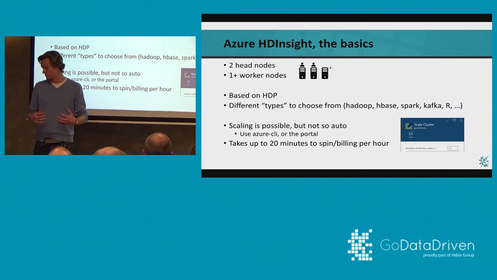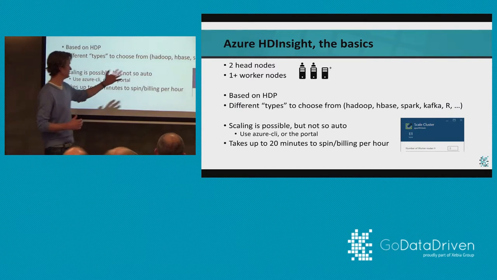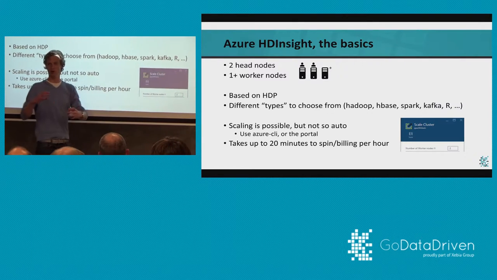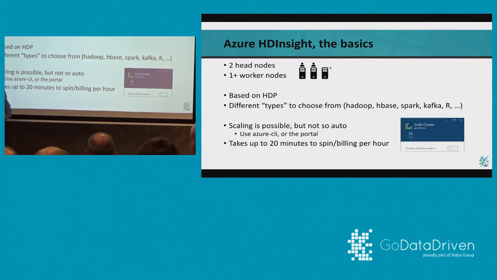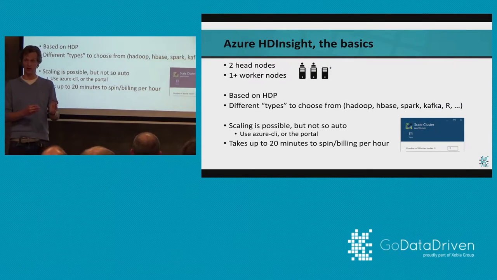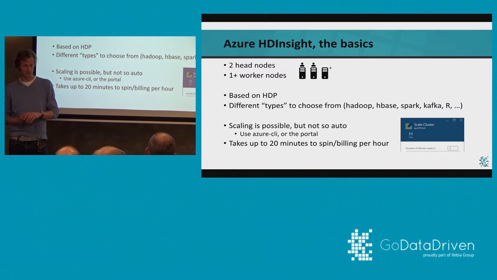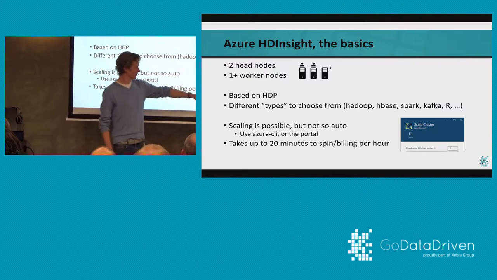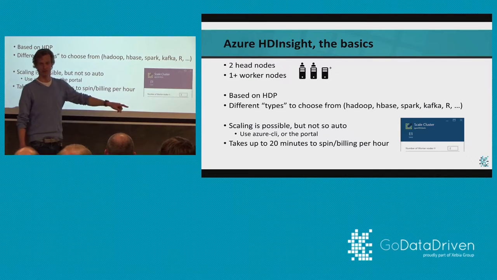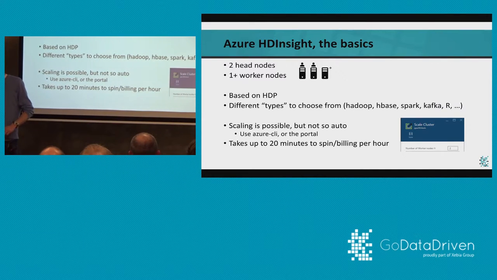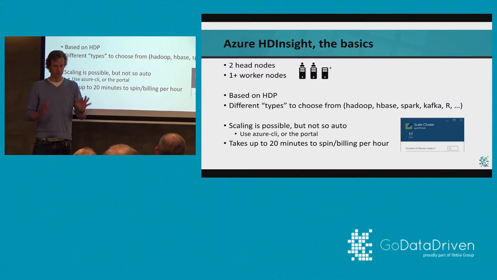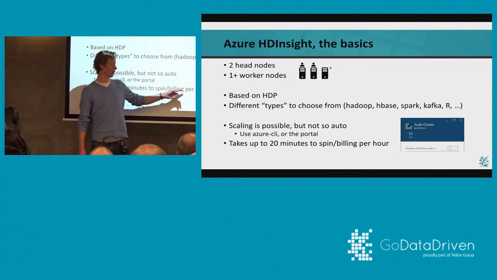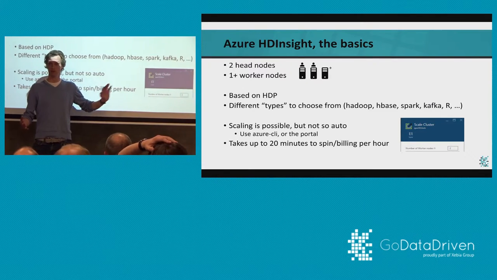And it has a lot of different types to choose from. So it has your traditional Hadoop, HBase, Spark. And for instance HBase and Kafka, they just spin up some additional components next to it to be able to use. Scaling is possible, similar to EMR, but it's not automatic. So no automatic scaling. You have to use the CLI or this really nice checkbox thing in the portal. And somewhat similar to the Amazon case, it takes up to 20 minutes to spin up, but you're going to have billing per hour. So if you're going to do short jobs.